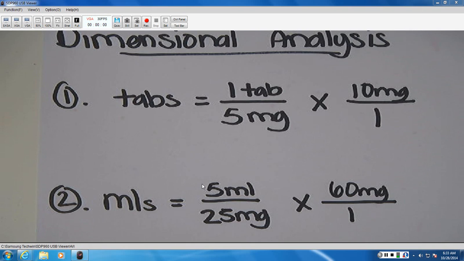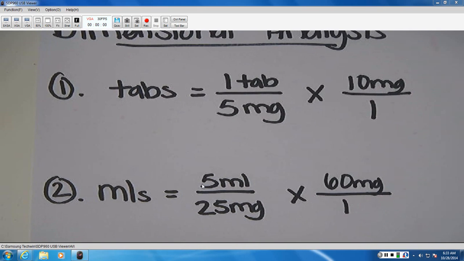So basically what we have going on here is we have a lot of scenarios, and the physician's ordered a certain medication in a dosage, and the dosage is usually different from what we have on hand. And so we're just trying to solve to see what exactly we're supposed to give.